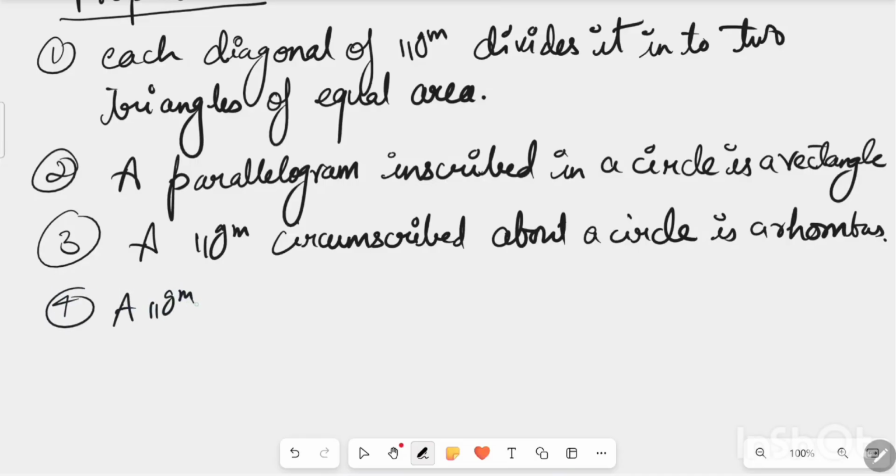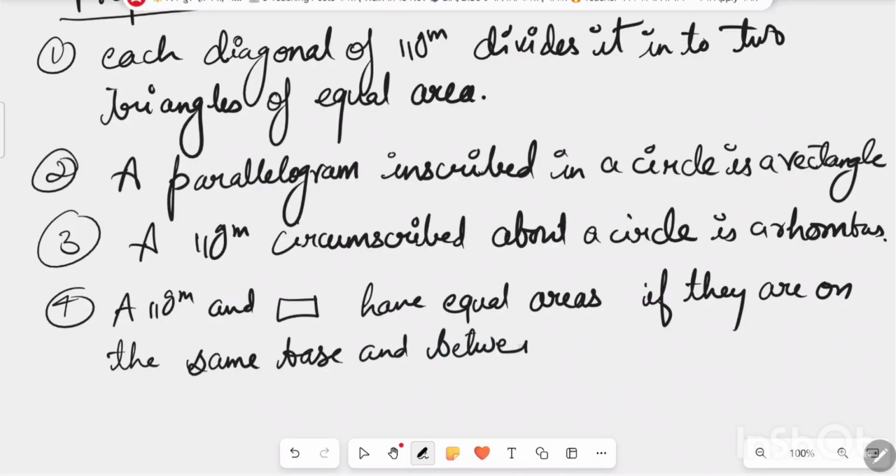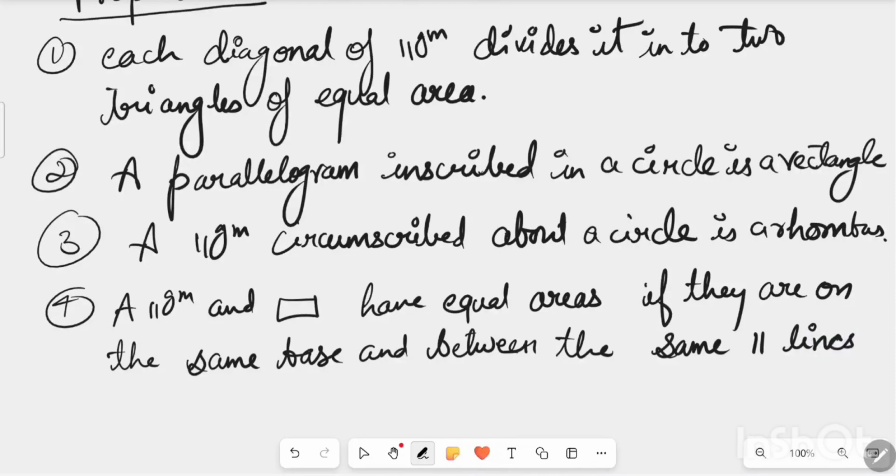A parallelogram and rectangle have equal areas if they are on the same base and between the same parallel lines. तो उनका एरिया क्या होगा? सेम होगा.